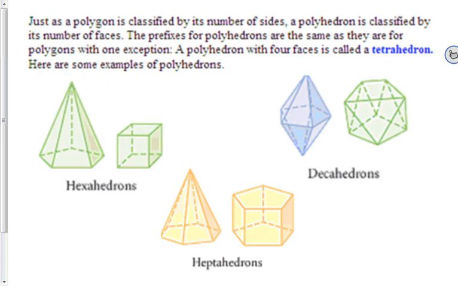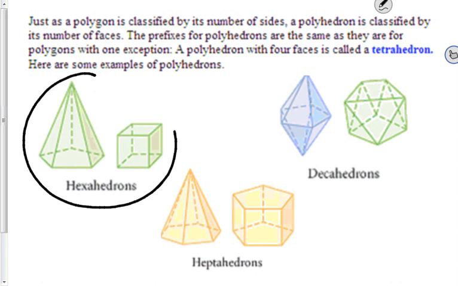Just as a polygon is classified by its number of sides, a polyhedron is classified by its number of faces. The prefixes for polyhedrons are the same as they are for polygons, with one exception. A polyhedron with four faces is called a tetrahedron. Here are some examples down below. So first, over here on the left, we have the hexahedrons. Well, the prefix hexa means 6. So each one of those hexahedrons would have 6 faces.